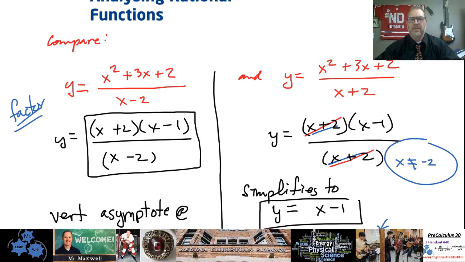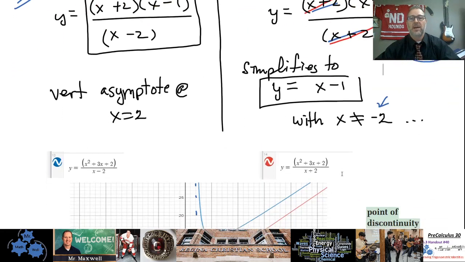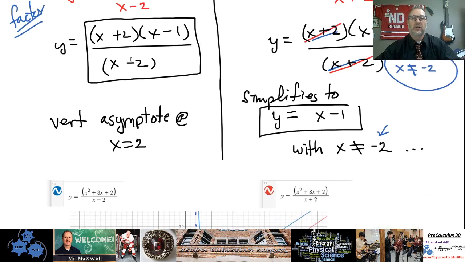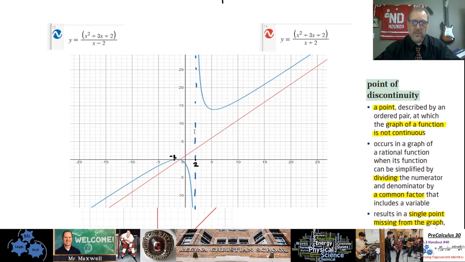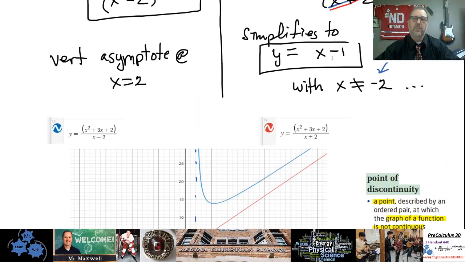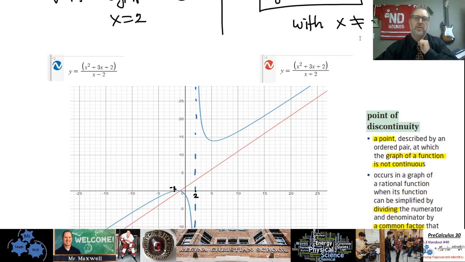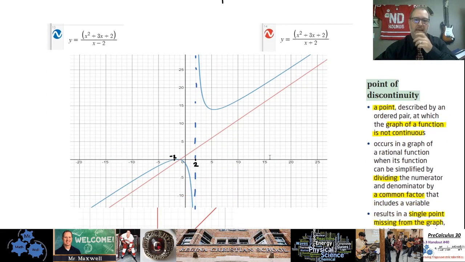So if we graph each of these, even though they look the same, they're actually going to manifest themselves very, very differently. Okay, so the blue graph is still a rational function with a vertical asymptote at x equals +2, and that's what we see here. Okay, it's got those traditional kind of lobes there. But the red graph really looks like y equals x minus 1. That's what it simplifies to, with the one exception that x cannot equal -2. And at x equals -2, which is highlighted right here, actually the graph does not have a y value.